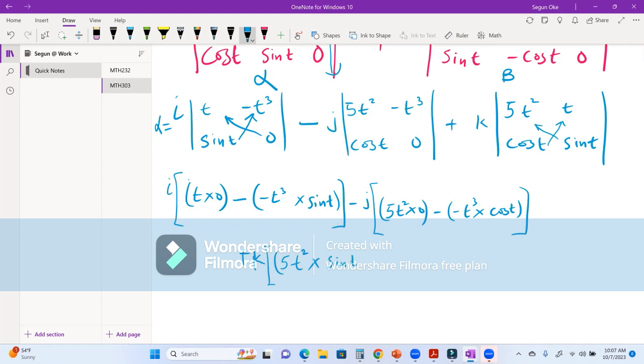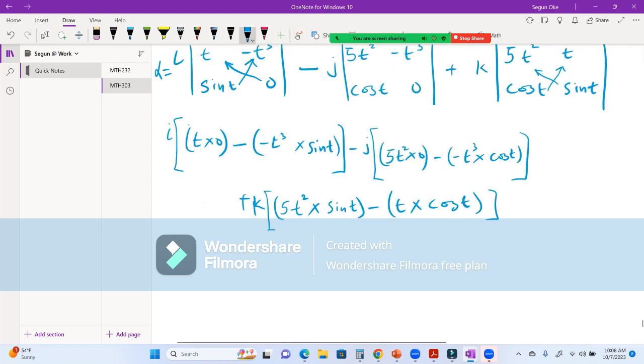sine t minus t cos t, multiplied by cos t. I'm doing this first matrix like this because when I'm doing the second one, I will not follow the same thing. I will just jump into this second line and I want you to grab it. Is that okay? Yes, sir.